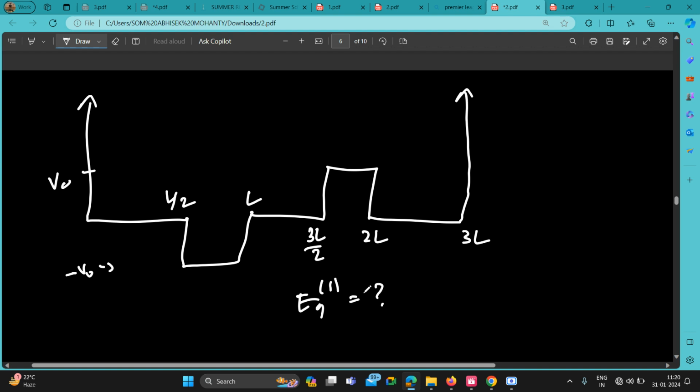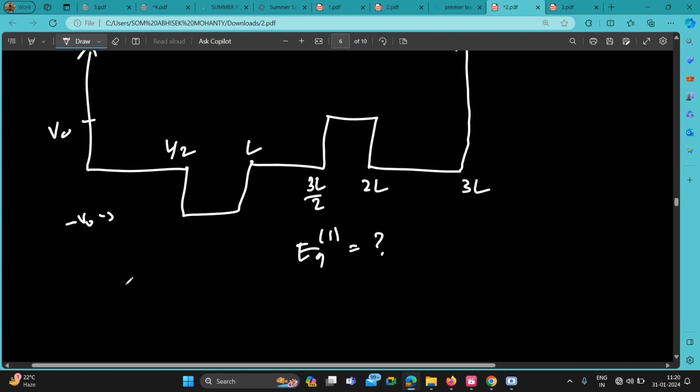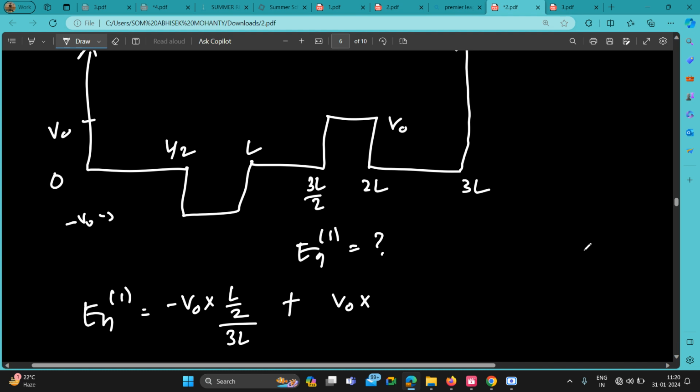E_n^1 is how much? Again, if you see, the perturbations are here and here, so we will calculate that only. E_n^1 will be minus V naught into L by 2 by what is the whole length? Whole length is 3L. So length of perturbation by total length, plus this one. Only the perturbation parts will add. This is your V naught plus V naught. So V naught into this is how much? 2 minus 3 by 2 is L by 2 again. So L by 2 by 3L.